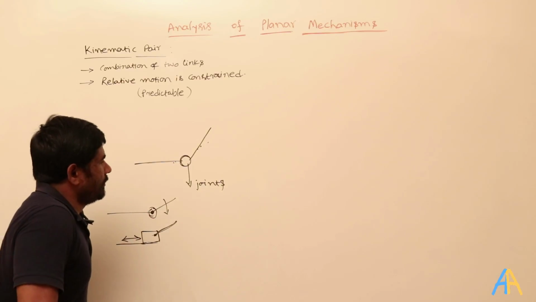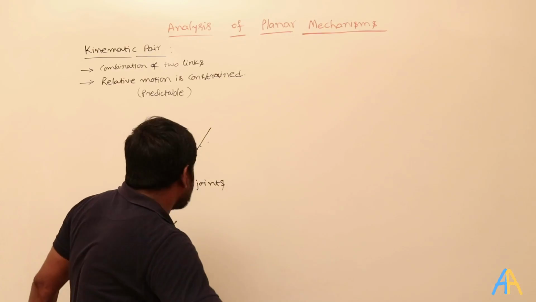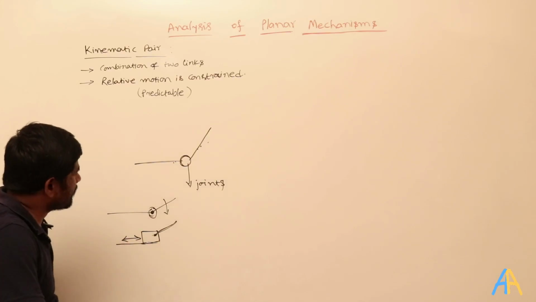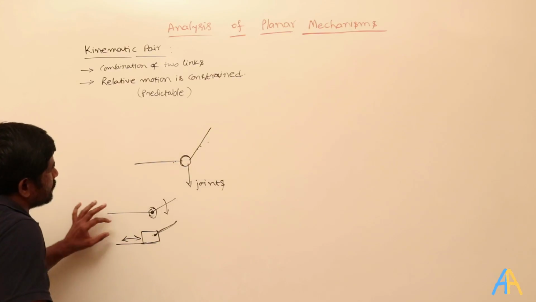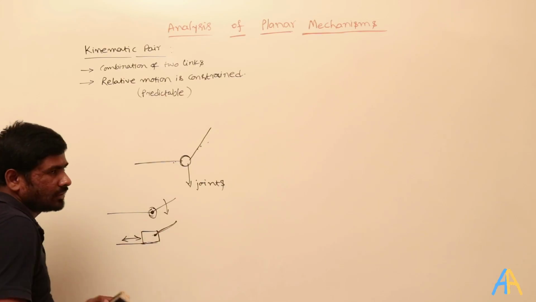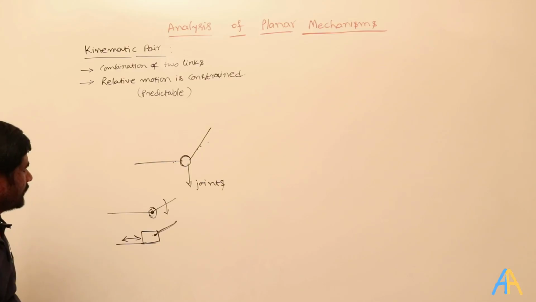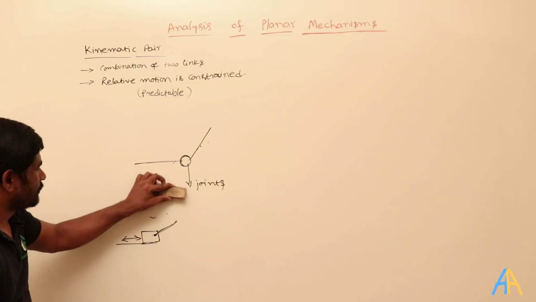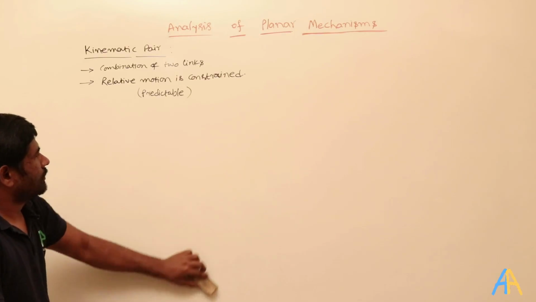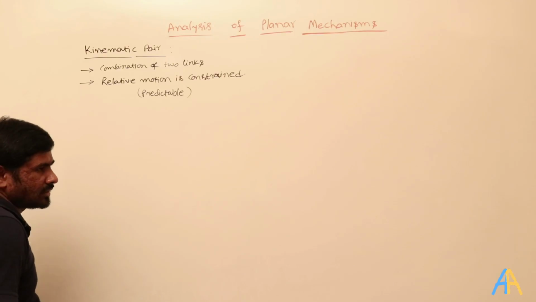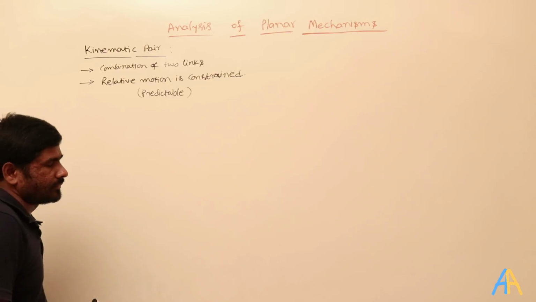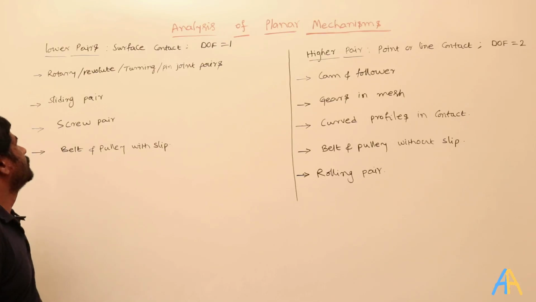So based on the joint, we can apply a constraint on the motion, and this motion is predictable. Here it is a rotation, here it is a translation, or if it is spherical, then what type of rotation is possible. These are predictable. So the next important thing is the different types of joints. Let's summarize the types of pair.